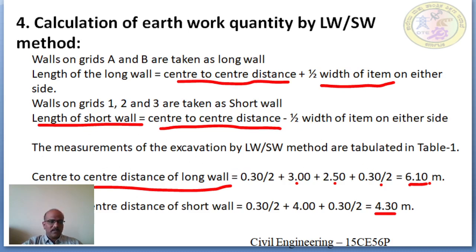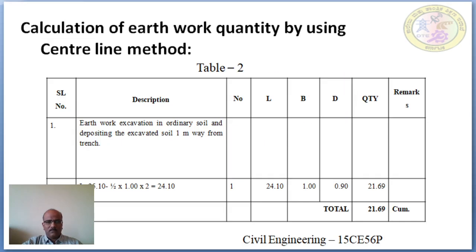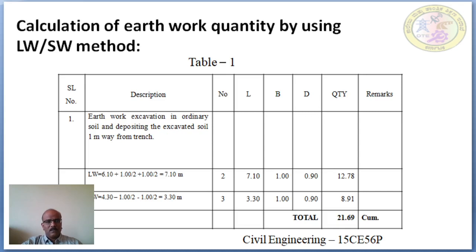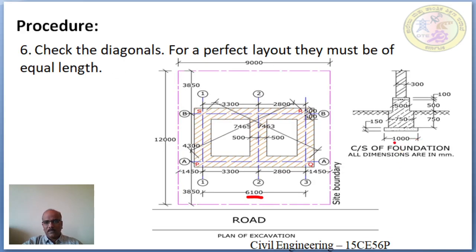And these measurements are tabulated in table number 1. We will refer to table number 1 now. In this table you can see the long wall length is equal to center to center distance plus half width on one side and half width on the other side, that is 6.1 meter plus 1 meter by 2, where 1 meter is the width of the excavation. We can see the width of excavation from the cross sectional drawing. Here it is given, this is 1 meter. From center it is 1 meter by 2 on either side.